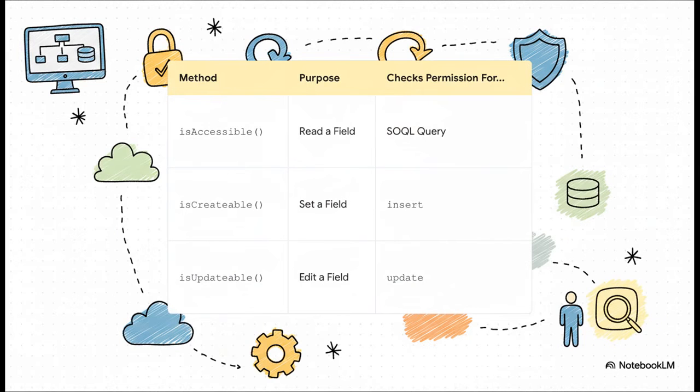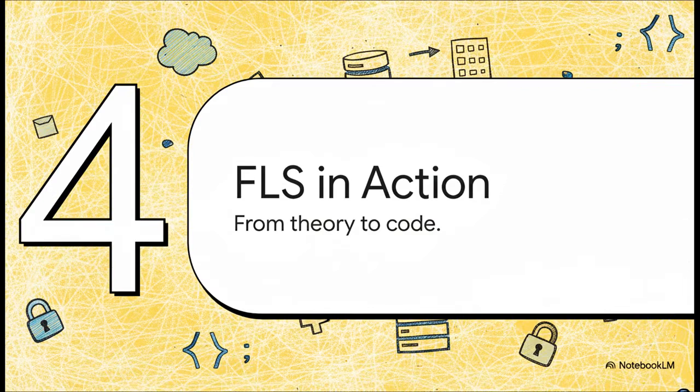This table shows you our 3 main keys. The isAccessible method, that's your key for reading data, think SOQL queries. isCreatable is the key you need when you're setting a value for a brand new record, and isUpdatable is the one you need to check before you change a field on a record that already exists. All right, enough theory. Theory is great, but let's see what this actually looks like in practice. Let's look at some real code that's secure, robust, and doesn't kick off the security model.